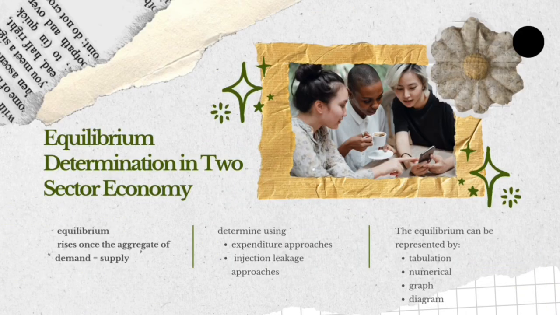Next, I will explain about equilibrium determination in a two-sector economy. Equilibrium is achieved when aggregate demand is equal to aggregate supply. Equilibrium can be determined by using two methods. First, we use the expenditure approach, and second, we use the injection leakage approach. Equilibrium also can be represented by tabulation, numerical, graph, and also diagram.